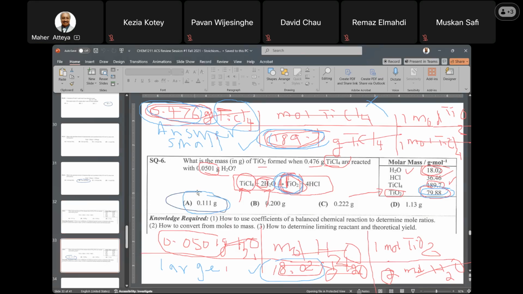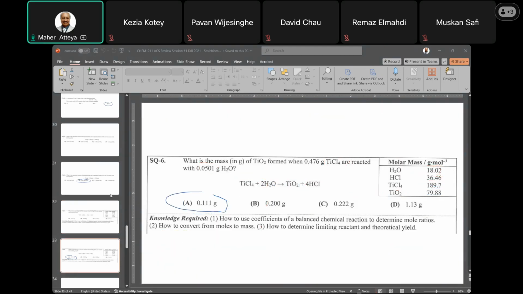Here, can you see it? If I take the whole thing out, let's clear the whole thing, then you can see. The answer is 8. That makes sense because you divide by a larger molar mass to get a small amount, then you multiply it by the molar mass, which is about 80, of the product.